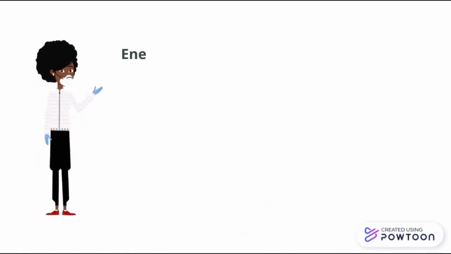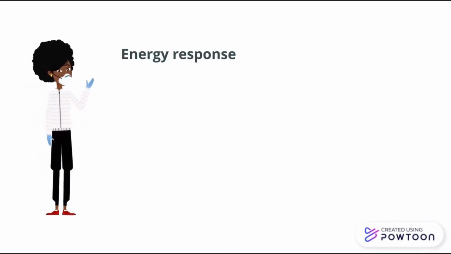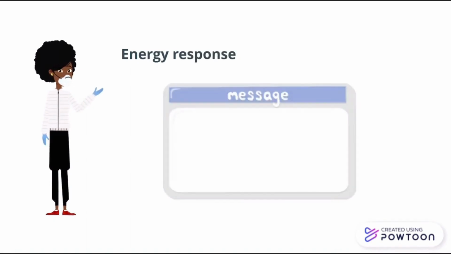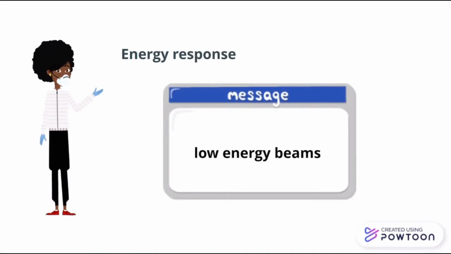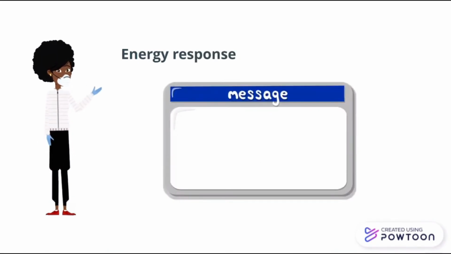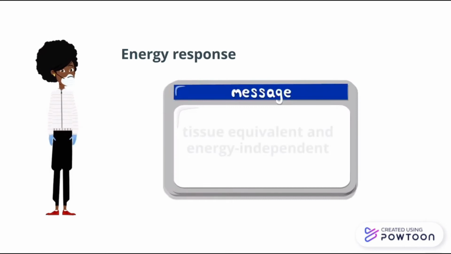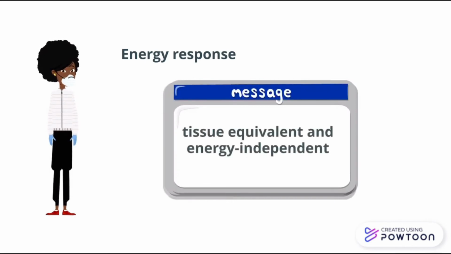The second property of semiconductor is energy dependence. Energy response is an important characteristic of a dosimetric system. A dosimeter may exhibit energy dependence, particularly for low energy beams, due to their high atomic number. It is difficult to find a dosimeter that is tissue equivalent and energy independent over the entire energy range used in radiotherapy.